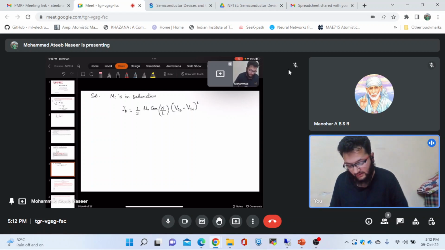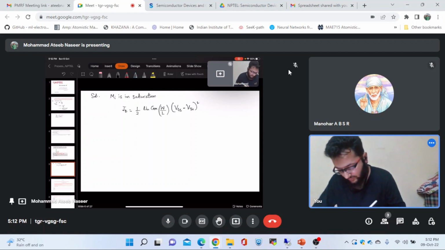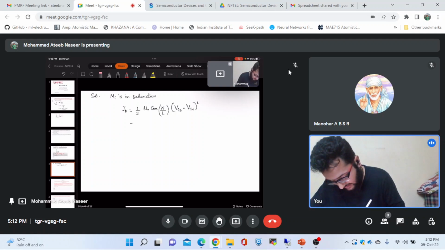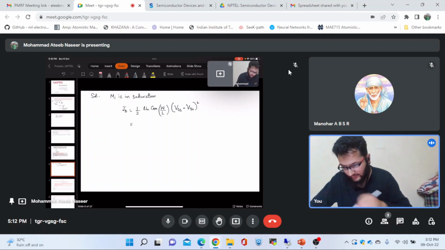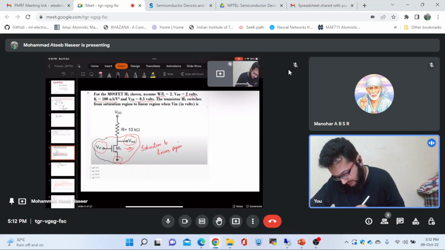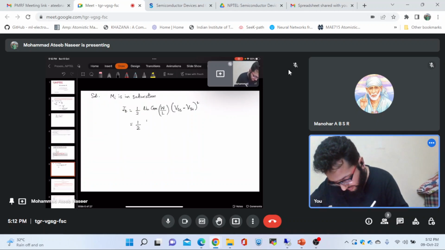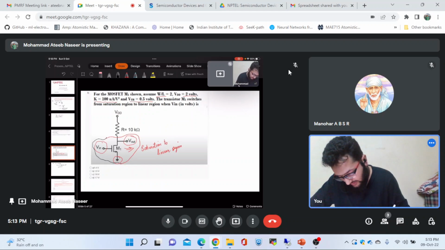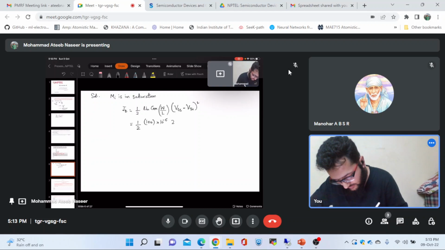Now we have been given some parameter values that we need to put over here, like the value for this mu n Cox. Mu n Cox was given to be equal to 100 microampere per volt square. So I will take it to be equal to 100 microampere per volt square, and this W by L is given to be equal to 2.